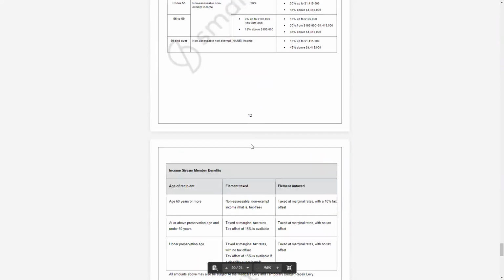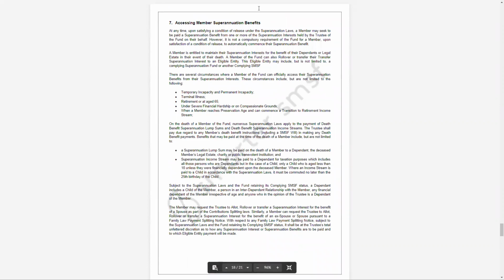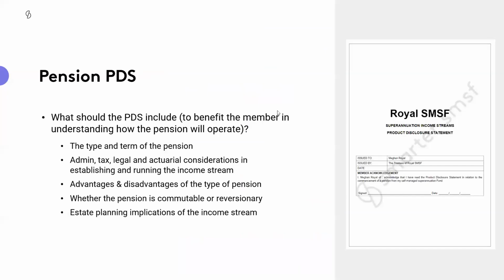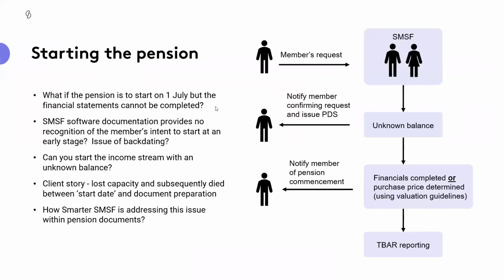And again, we've got a number of schedules that sit there within that sample, but get updated each and every year. So in my view, PDSs play a really important role in this process because of the fact that it does actually have a mandated requirement within 102B when we flick from accumulation to pension.